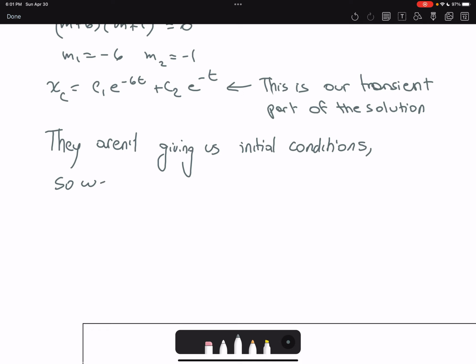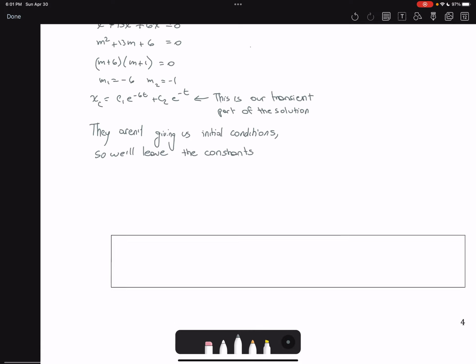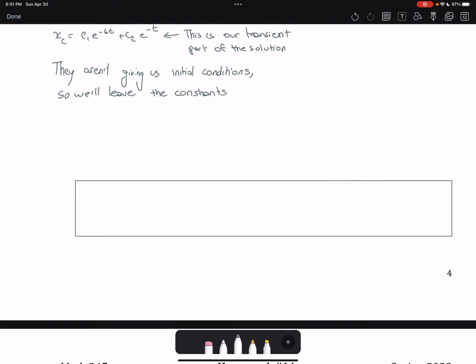So we'll leave the constants. And so our transient part is going to be the complementary solution, which is going to be C1 e to the negative 6t plus C2 e to the negative t.